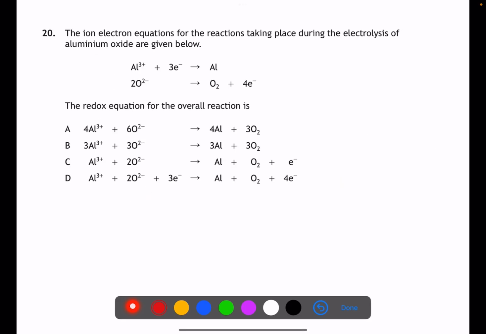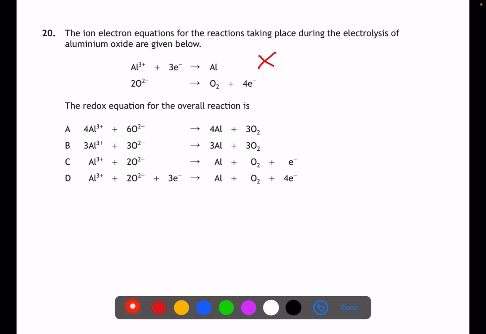Question 20. The ion-electron equations for the reactions taking place during the electrolysis of aluminium oxide are given below. So we have Al3+ plus 3 electrons to give aluminium as our reduction equation, and then 2 O2- becoming oxygen plus 4 electrons as our oxidation equation. So we need to combine these to give our redox equation. To do this, we need the electrons to cancel. So we're going to cross multiply.